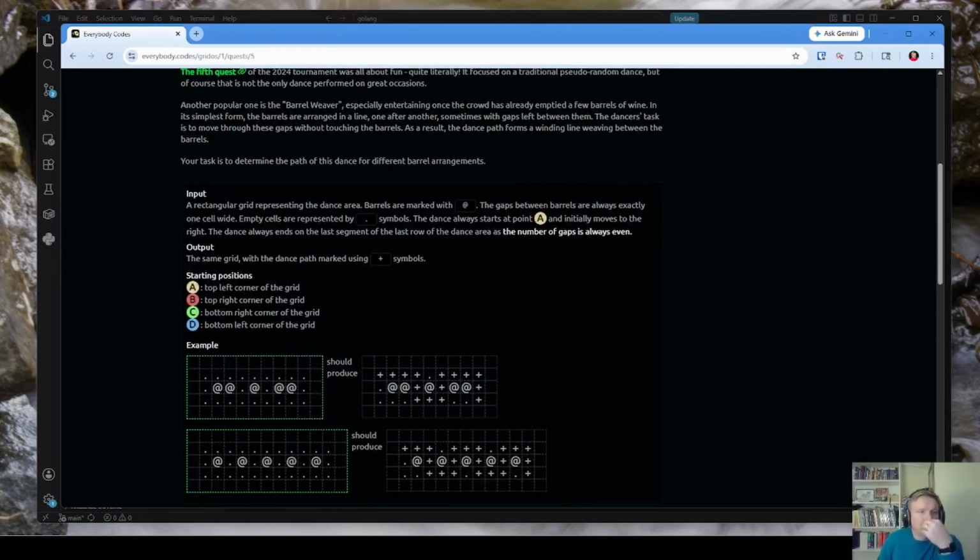The rectangular grid represents the dance area. Barrels are marked, with gaps always exactly one cell wide. Empty cells are dots. Dance always starts at point A and initially moves to the right. Dance ends on the last segment of the last row of the dance area, as the number of gaps is always even.